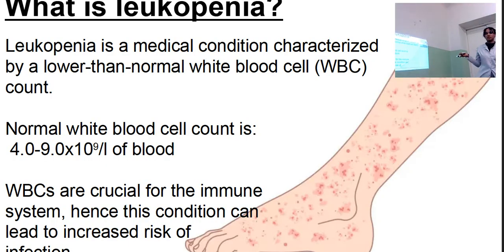First of all, what is leukopenia? Leukopenia is a medical condition where there are lower than normal white blood cells. The normal count is 4 to 9 times 10 to the power 9 per liter, meaning in every liter of blood you have 4 to 9 times 10 to the power 9 white blood cells. And also, you know that white blood cells are important for the immune system. So if they are lower than normal, there's increased risk of infection.